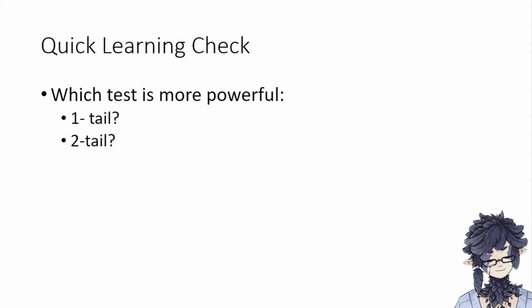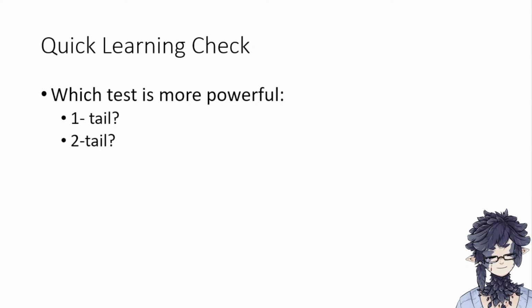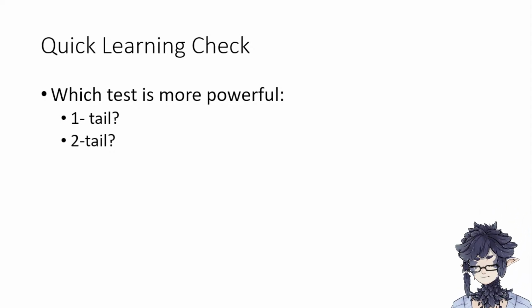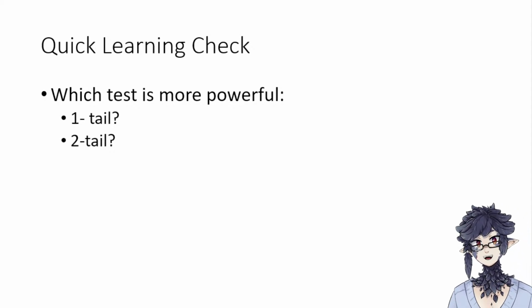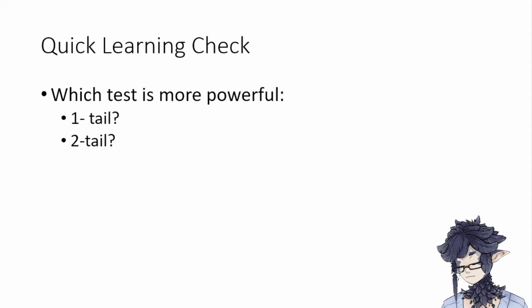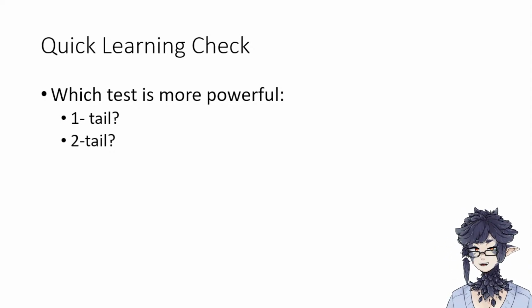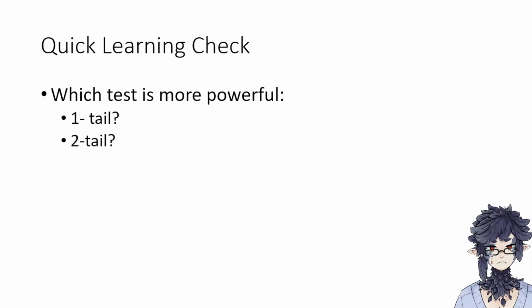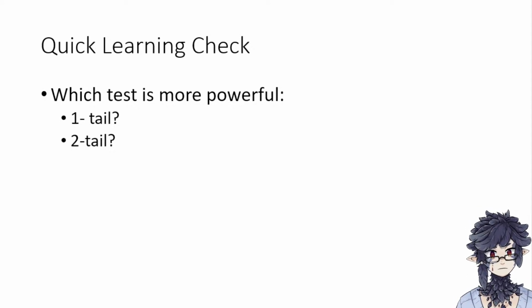All right, we got 3 votes in. I think I'll end it there. One-tailed is correct. So we talked about earlier, the two-tailed test is more conservative. It makes it harder to reject the null. Which means it's easier to reject the null with a one-tailed test. The one-tailed test is more powerful because it's easier to reject the null.